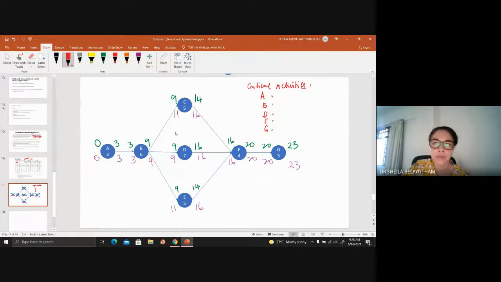I think I've mentioned in the last class, if you impact anything on the critical path, it will impact the project duration. If you increase critical activities' duration, it will increase project duration. If you reduce, then it will reduce. So that's why, in order for you to do the crashing, you need to identify the critical activities. Once you have identified them, check which of the critical activities cannot be crashed. So you have A, B, D, F, G.